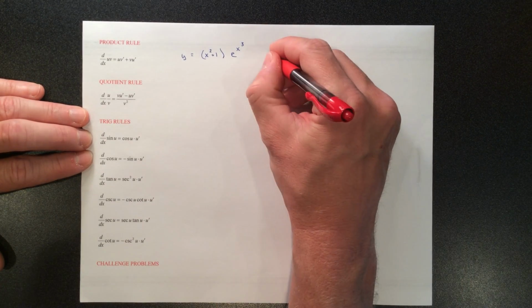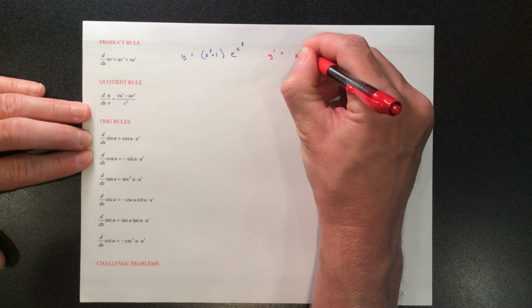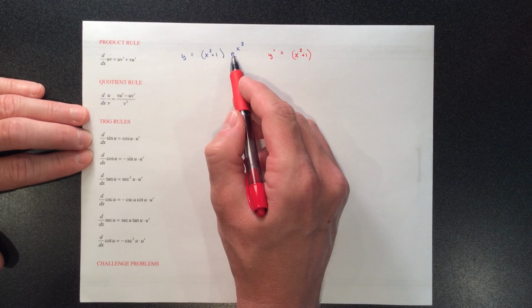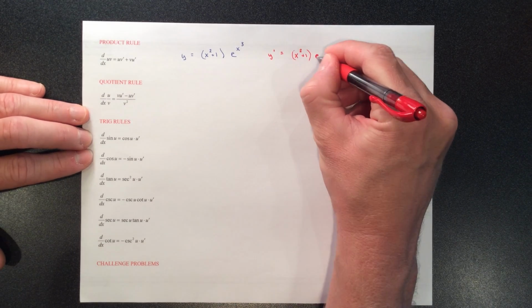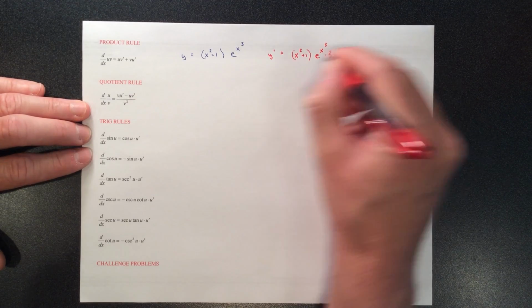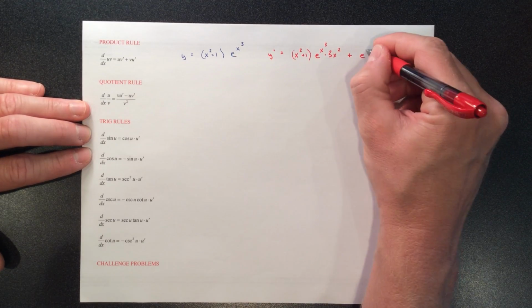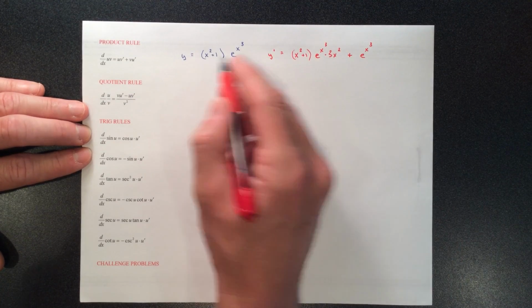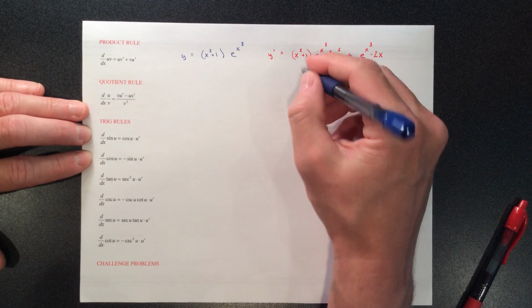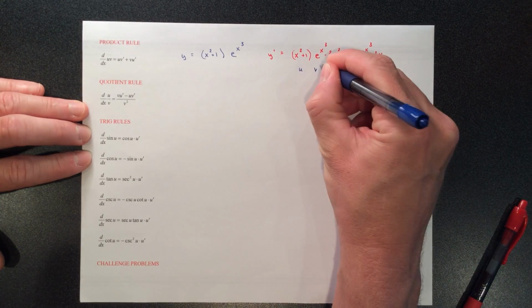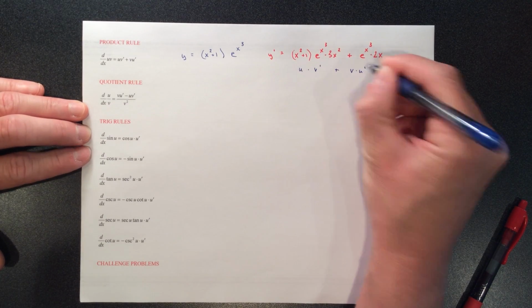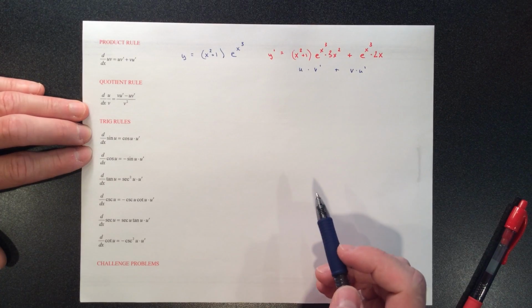Okay, so let's look at this. So y prime is going to equal the first function times the derivative of the second function. The derivative of e to the u is e to the u times u prime, okay, plus the second function times the derivative of the first function. Okay, and what you can match up here is what I did. This is u times v prime plus v times u prime. And now we have the derivative of a product.